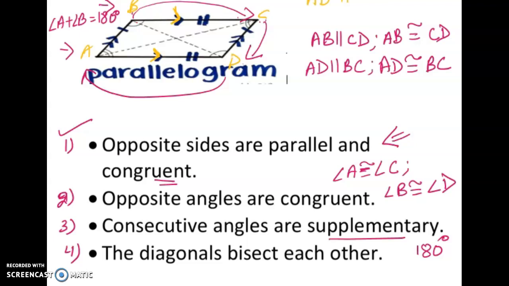The final property that we have to talk about is that the diagonals bisect each other. Now, bisect means they cut at the midpoint, right? Bisect means two sections. So the diagonals bisect each other. That means they cut each other at the midpoint.